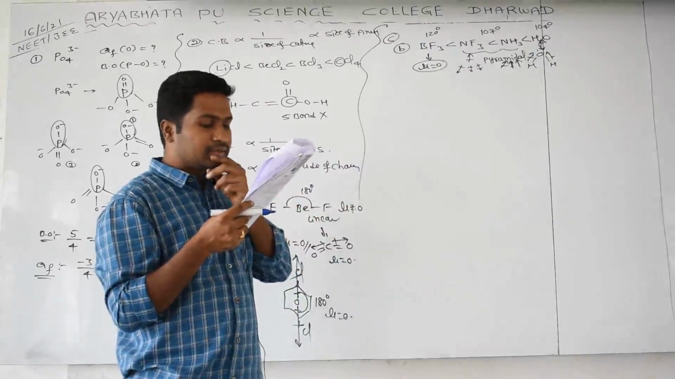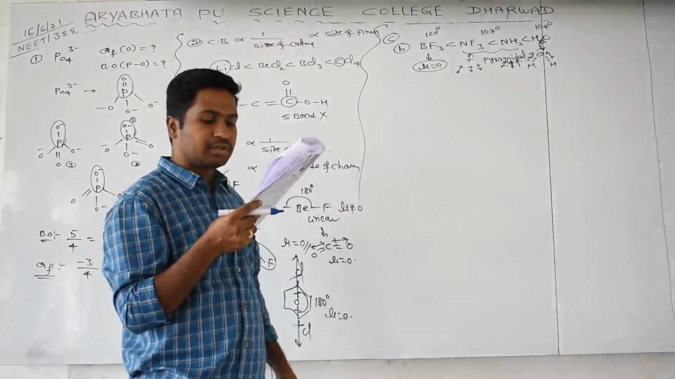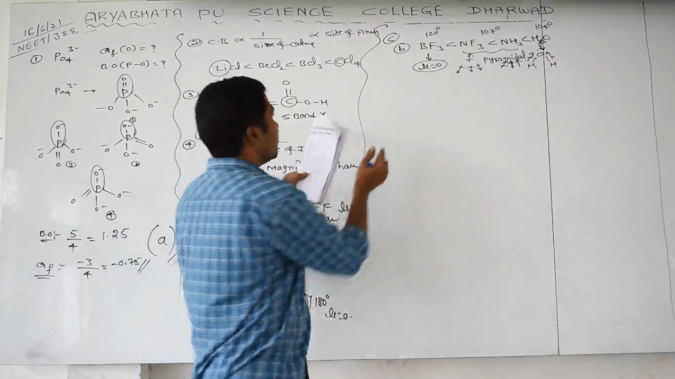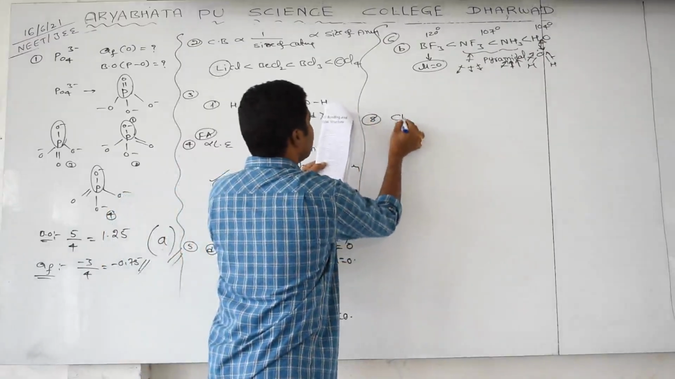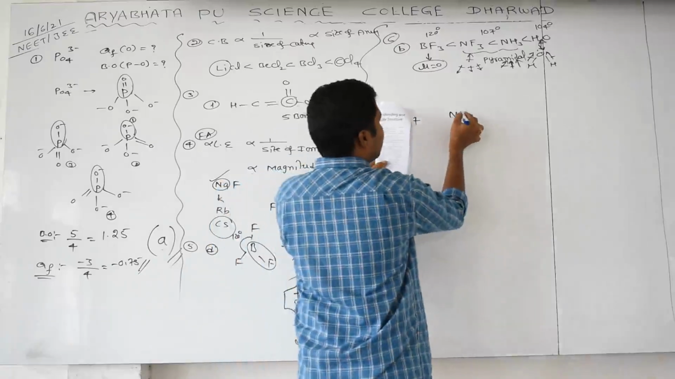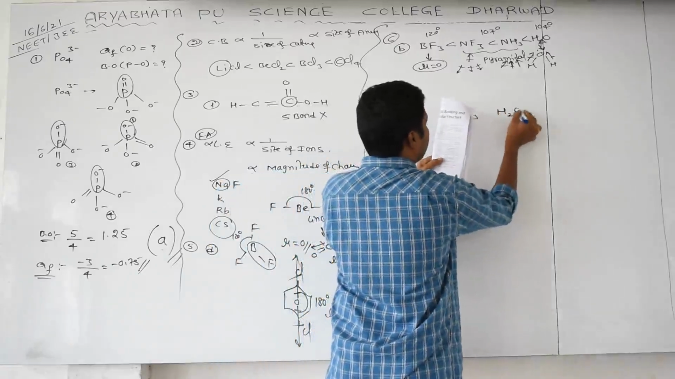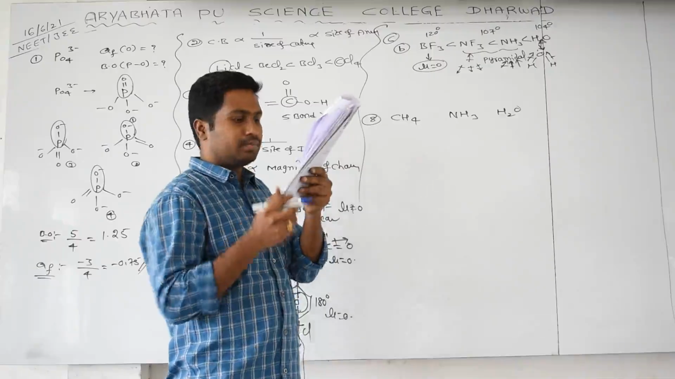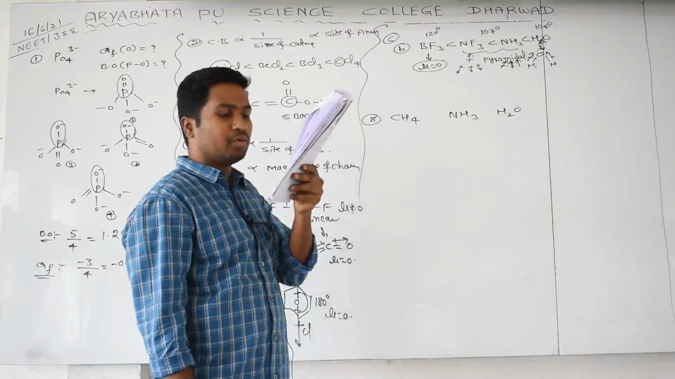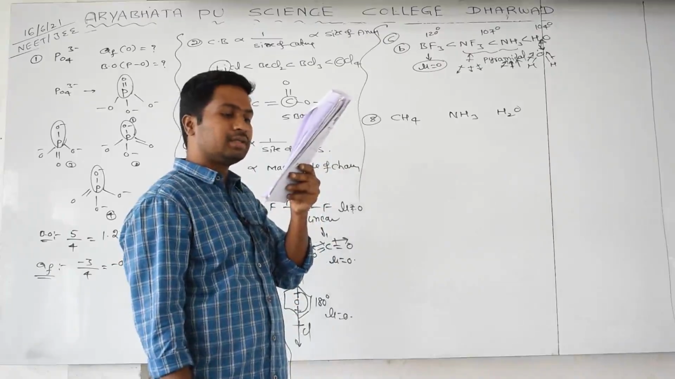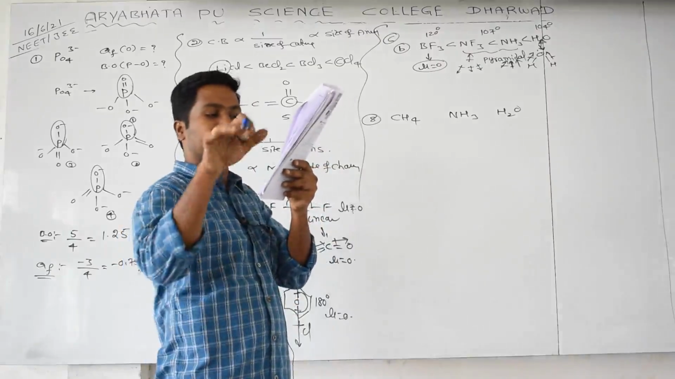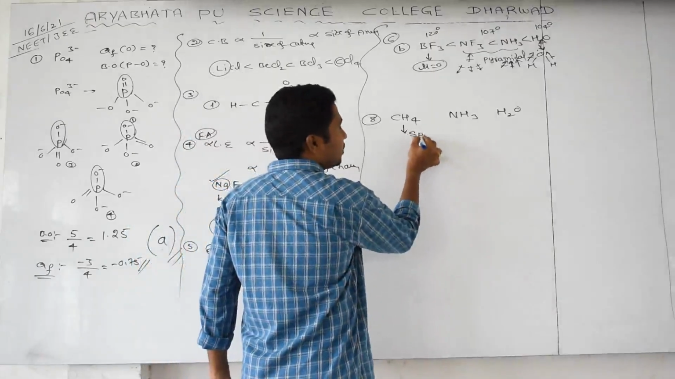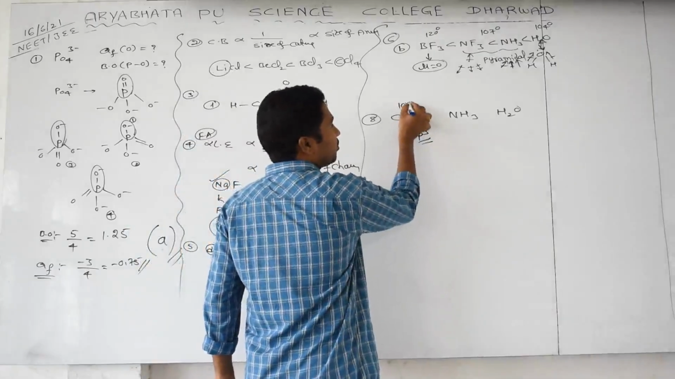Go for next. Consider the following: CH4, NH3 and H2O. Which of the given statements is wrong? Okay, in the eighth bit CH4, NH3 and H2O are given, and it is asking which is the wrong statement. Go for the last one. What is that one? The bond angle in water is larger than the HCH bond angle in CH4. Actually, in CH4 which hybridization is going on? sp3. sp3 means what bond angle are you getting?